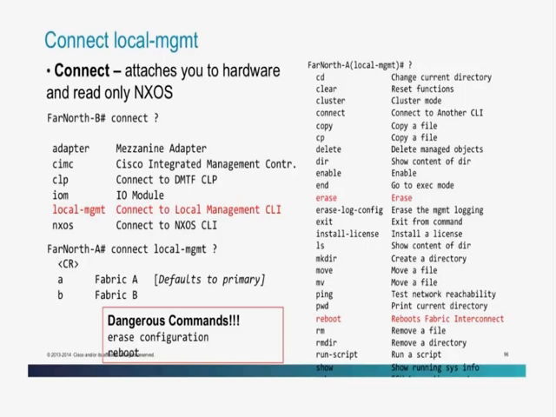Connect local management, as I stated earlier. If you connect to local management, you can give the command erase config and you can erase the entire FI. You can reboot the fabric interconnect, and there are various other options. You can also, from the UCSM prompt, connect to the adapter. This is also a very important command, through which you can view the VNICs and the HBAs that you have configured.